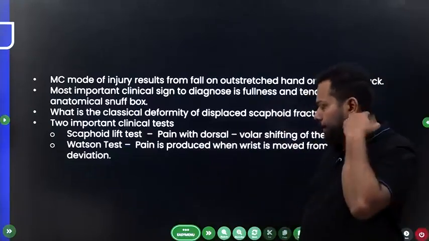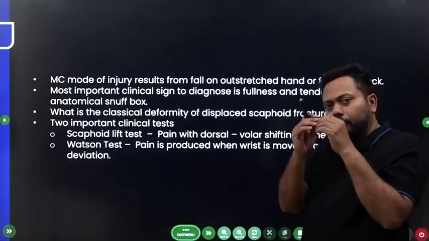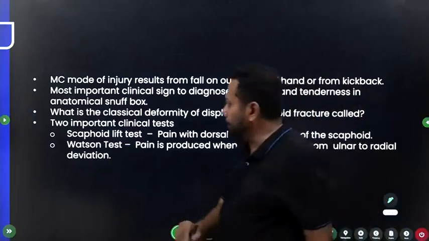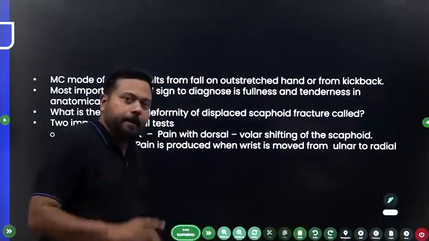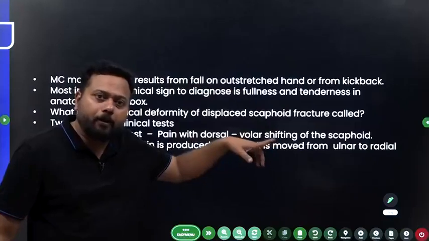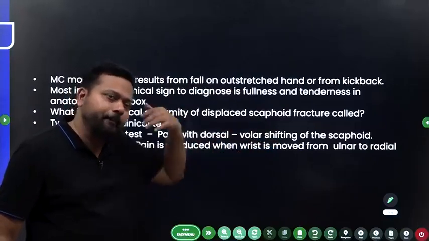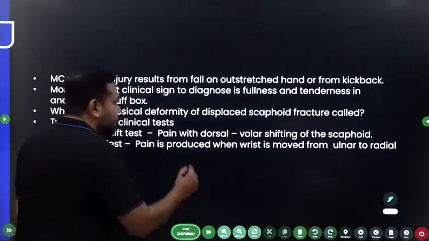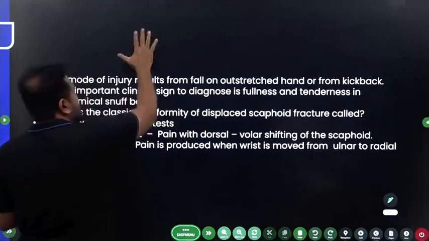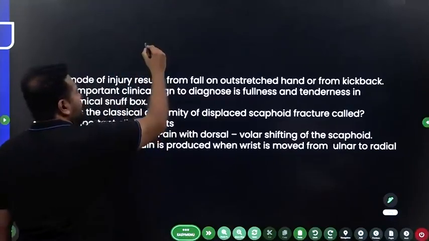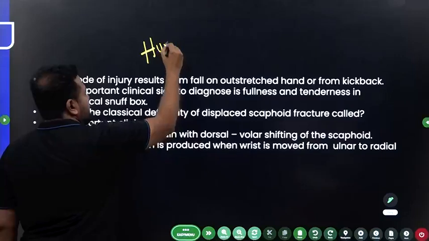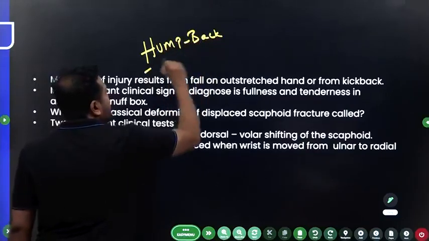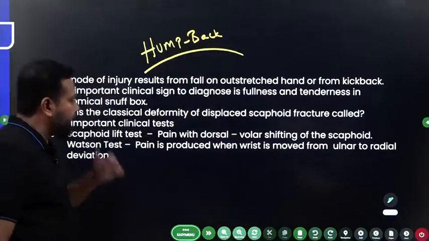And whenever the waist of scaphoid is gone, totally displaced, the classical deformity of scaphoid fracture is called, okay, so I said the classical deformity of Colles fracture is called dinner fork deformity. Classical deformity of Smith fracture is called Gordon-Spade deformity. The classical deformity of a displaced scaphoid fracture is called humpback deformity.